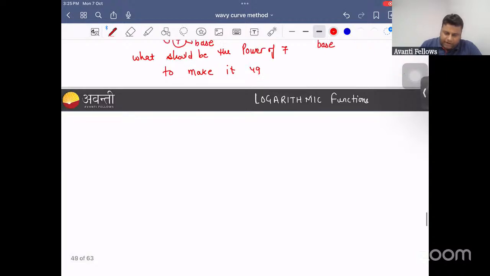So now if I ask you log 81 base 3. So take it like, what should be the power of 3 to make it 81? Tell me, you may use the chat box. The answer will be 4. Log 125 base under root 5. Very good, Roshan. What should be the power of under root 5 to make it 125? So the answer will be 6. 5 cube is 125, so root 5 to the power 6 will be 125. Am I correct?